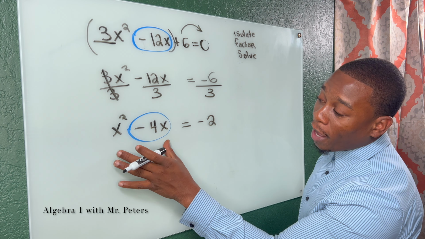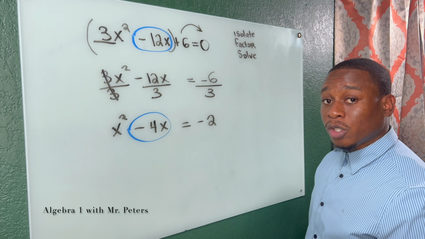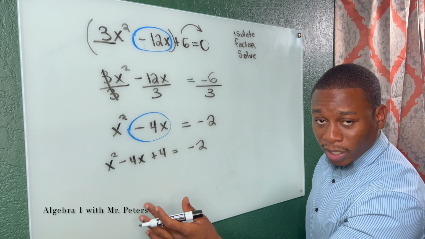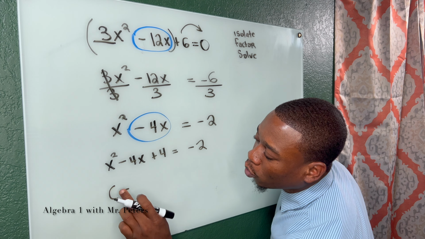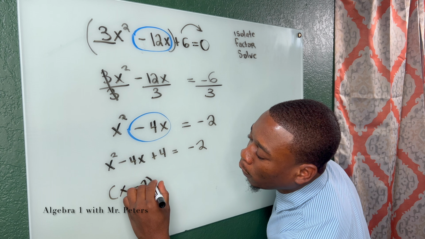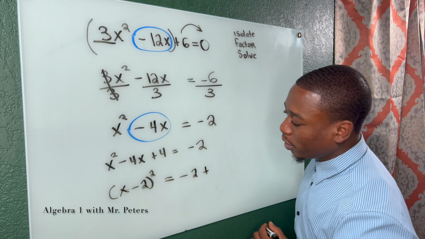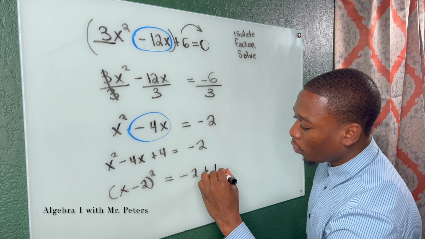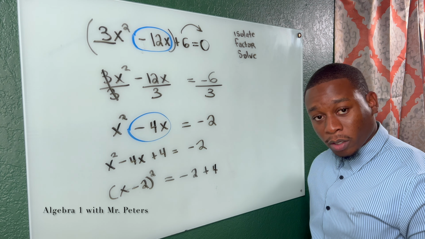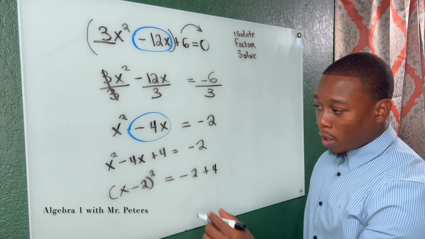So we know here half of 4 is 2, right? Half of negative 4 is negative 2. Once we square that, we're going to get this. So we'll have x² minus 4x plus 4 is equal to negative 2. This is the perfect square trinomial, and the binomial that gets us there is (x − 2)², and that is equal to negative 2 plus 4, right? Added that 4 here, got to make sure to do it on the other side.